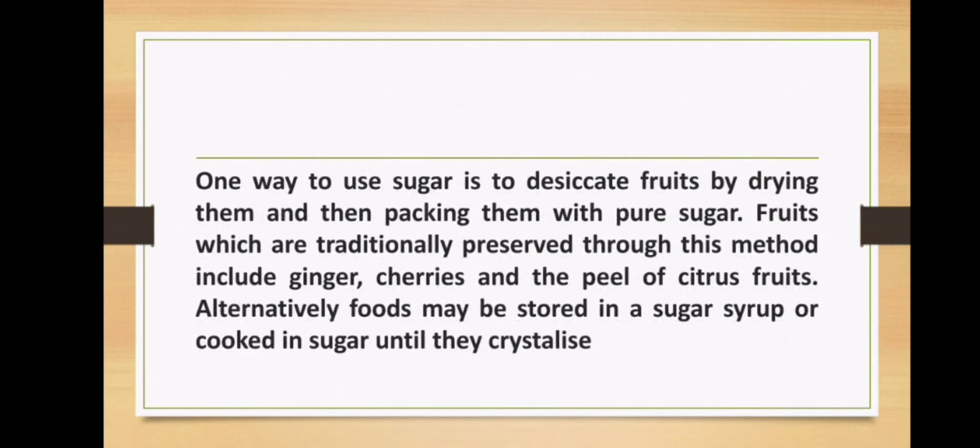One way to use sugar is to desiccate fruits by drying them and then packing them with pure sugar. Fruits which are traditionally preserved through this method include ginger, cherries, and the peel of citrus fruits. Alternatively, foods may be stored in a sugar syrup or cooked in sugar until they crystallize.